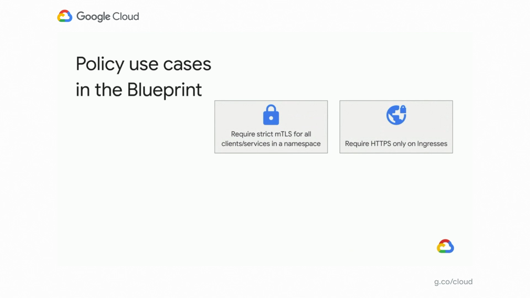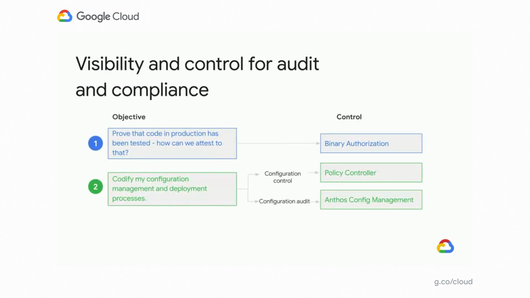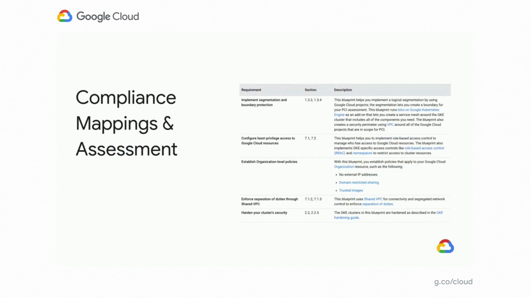But more specifically, with our Anthos PCI blueprints, we include policies to help enforce TLS. And again, this helps enforce PCI requirement 4, which talks about encrypting data in transit, specifically of cardholder data across open and public networks. So as you can see from this slide, looking at some other common controls, we can see how services like binary authorization or Policy Controller and Anthos Config Management can help. And then lastly, we tie all of this together by mapping the various components and policies in the blueprint to PCI DSS 3.2.1.